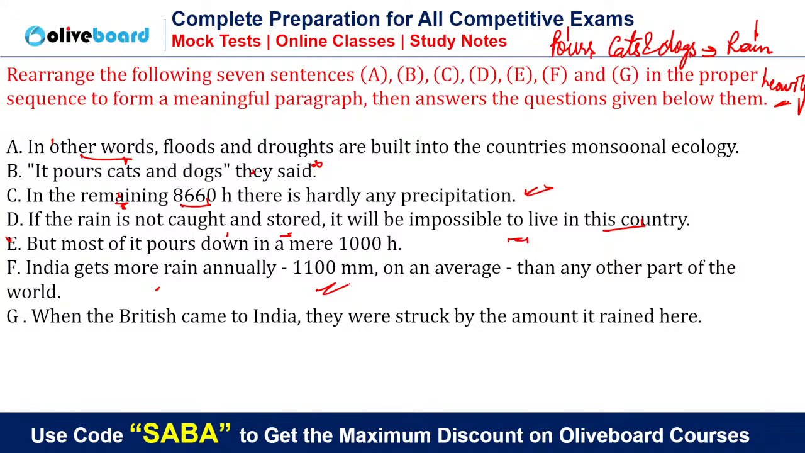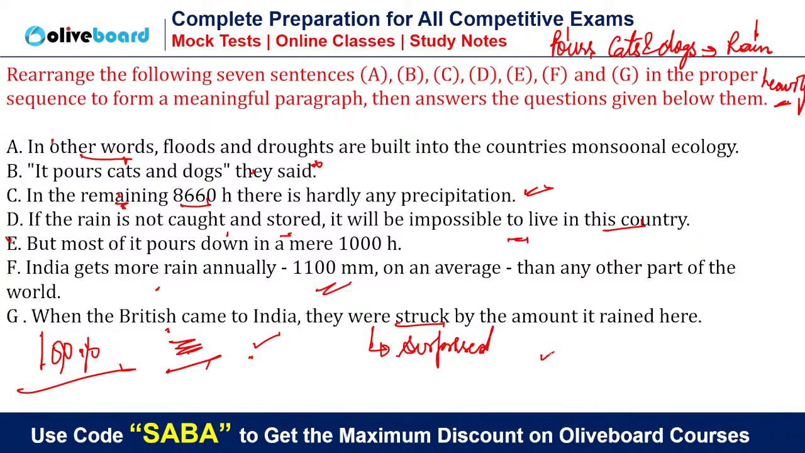Can't we start with F? When the British came to India, they were struck by the amount it rained here. What do you mean by struck? Struck means surprised. Now, this is the parajumble where I got 100% inaccurate answers. Everybody started with G. So what is the amount that rained here? We will start with F, not with G. Everybody is wrong. F will be the starting, guys.